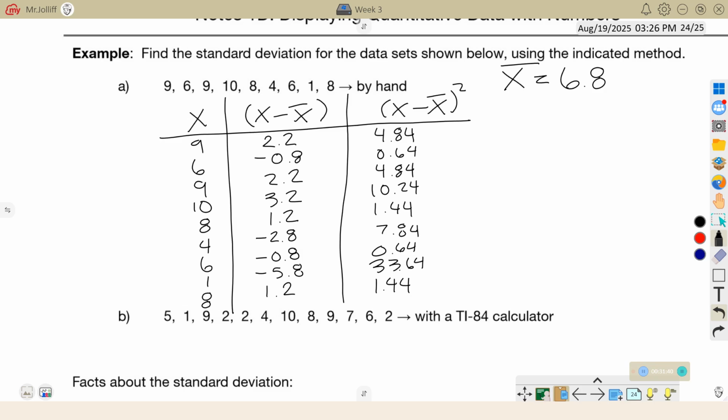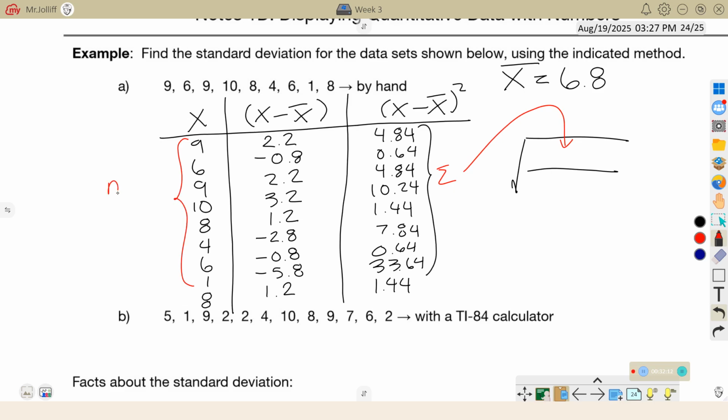That was tedious. The rest of this is quick. I know that my formula is the square root of the sum of that last column. I'm going to add it up, and I'm going to put it in the top of my fraction, divided by n minus 1. So off to the left, we'll start with the easy one. How many data values do I have? 9. Very good. So n minus 1 is going to be 8. Bottom of my fraction becomes 8.